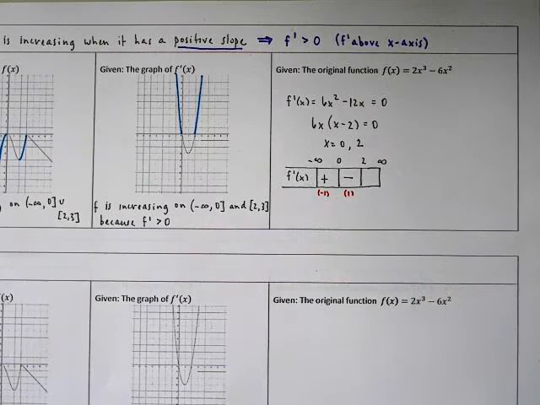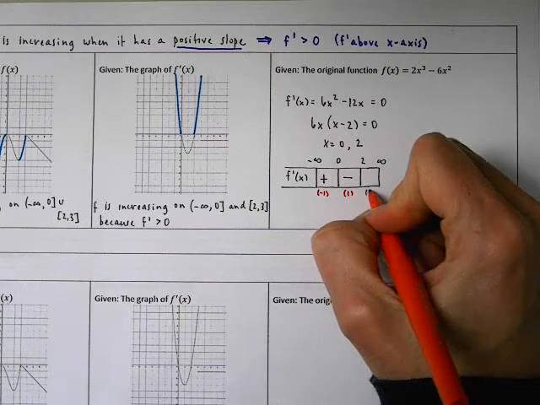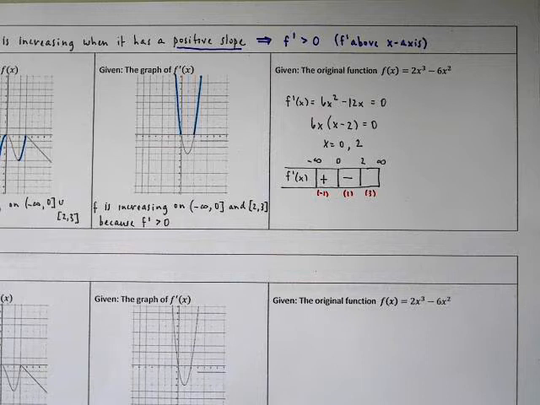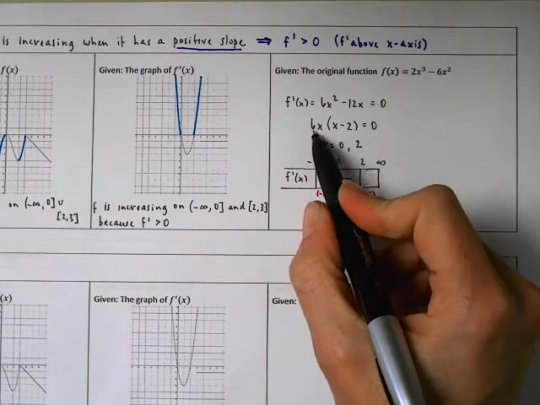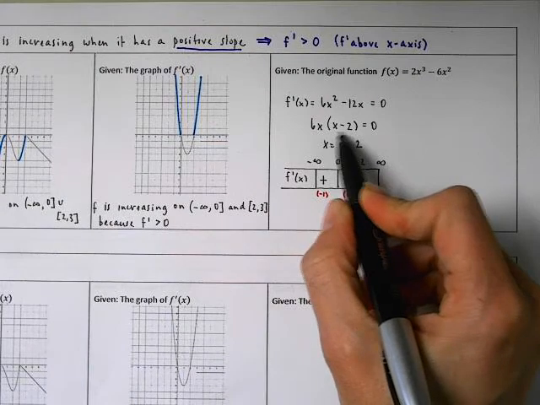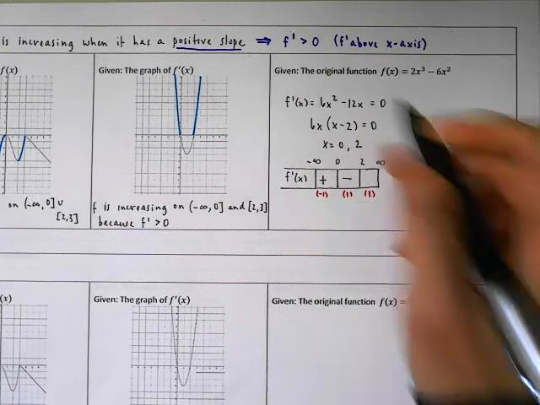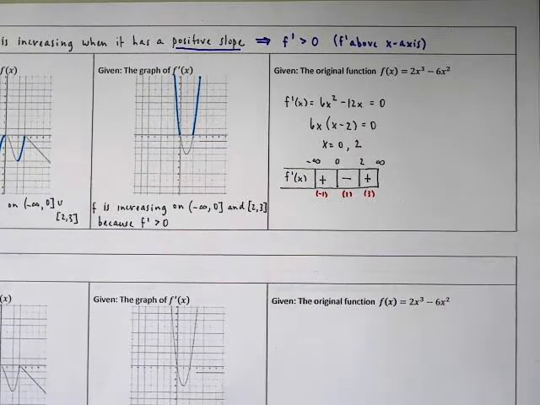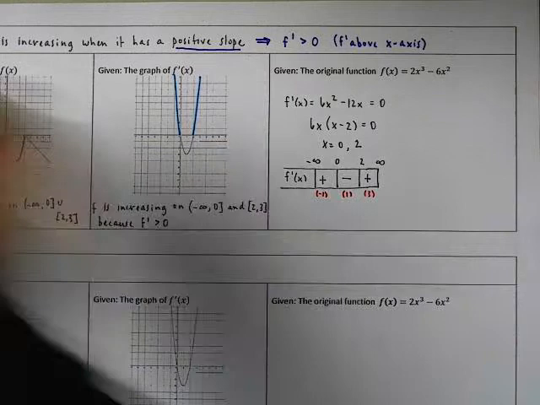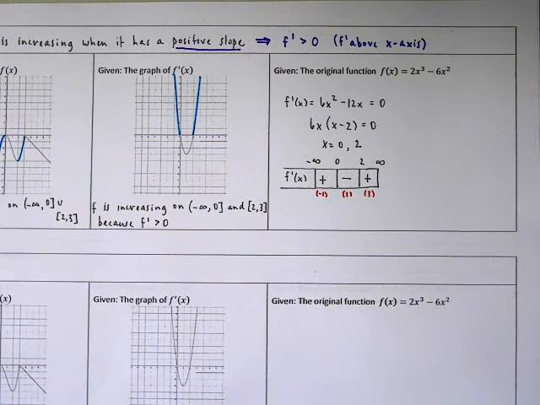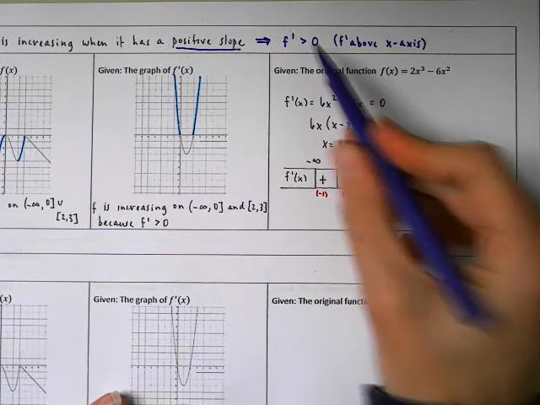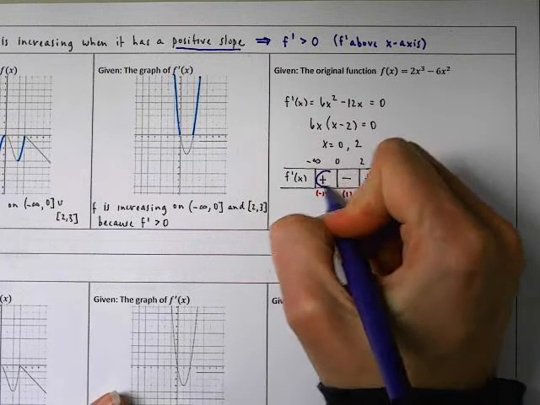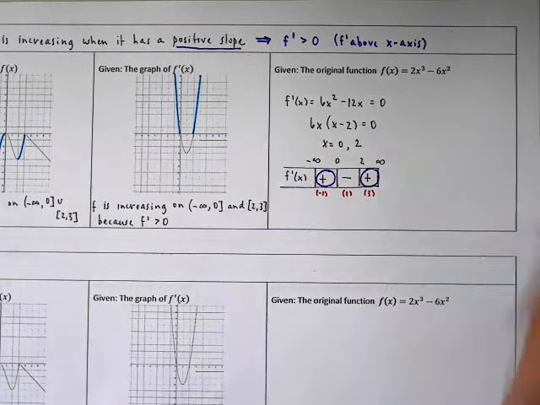And then for my last part here, I'm just going to plug in 3. So if I plug 3 into my first derivative, I get a positive number here. 3 minus 2 is still going to be positive, so a positive times a positive gives me a plus. So we said we're looking for the intervals where f prime is greater than 0. I know that happens here and here, where my first derivative is positive.